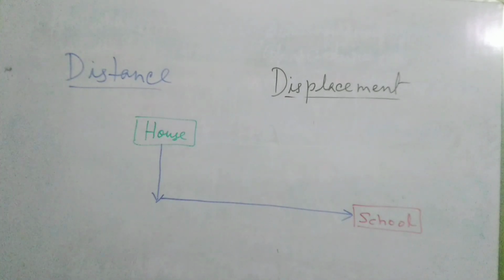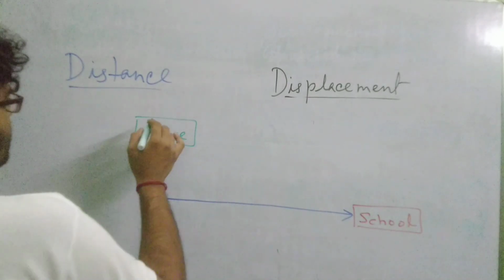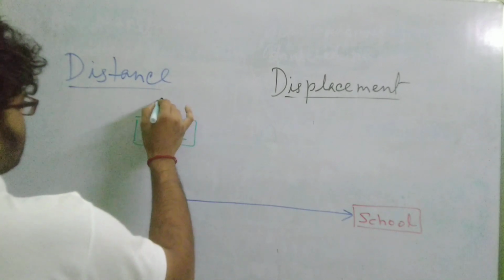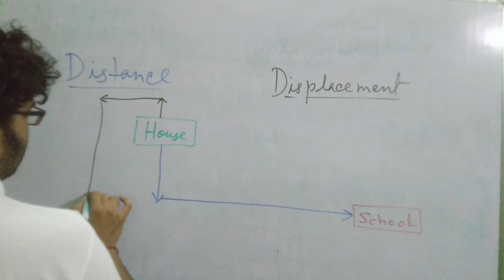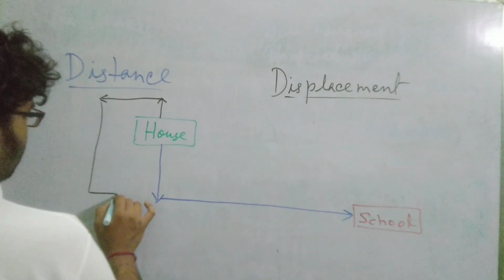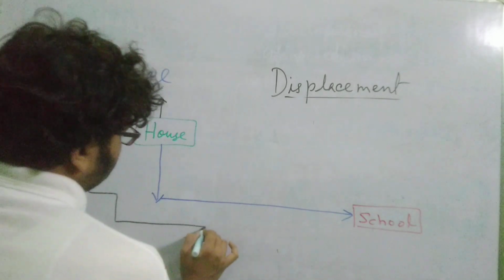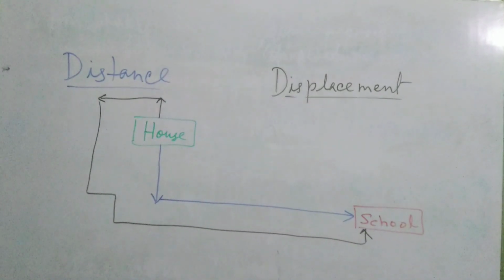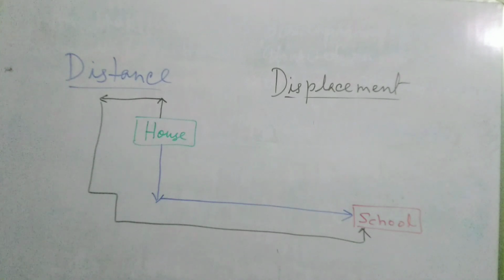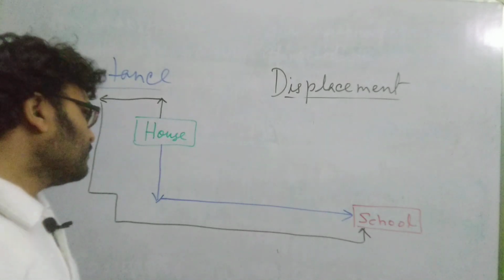Another road may be like this. First you go to the north direction, then to the west direction, then to the south direction, and then finally you go to the east direction and then to the north to reach your school. The road marked with black color may be a little longer. It may take a little bit more time for you to reach the school, but definitely it will end up at your school, isn't it? So you will reach your school anyhow.